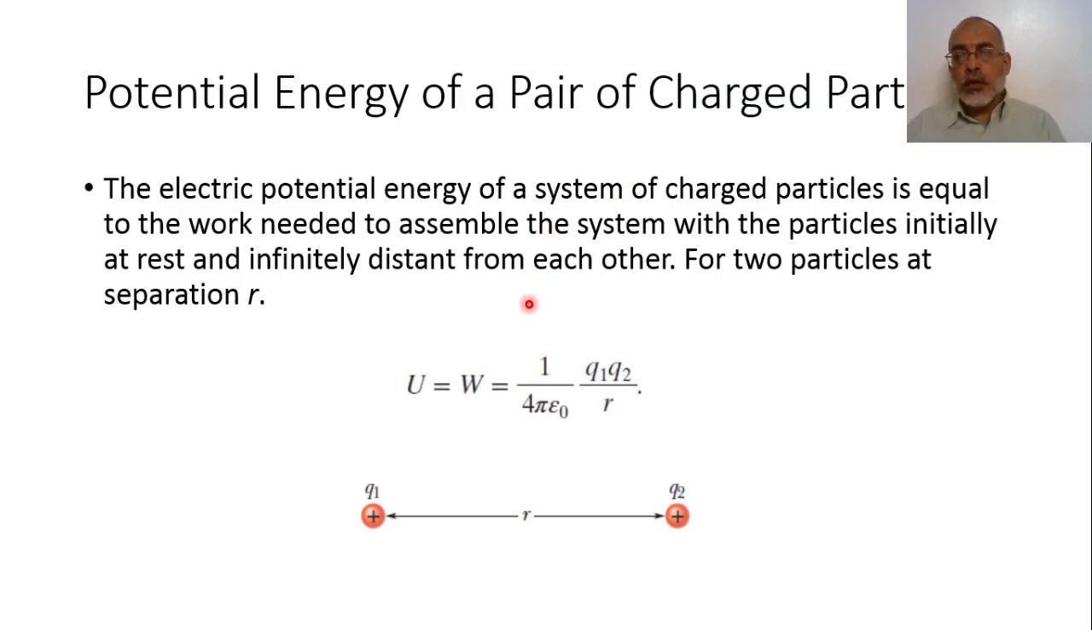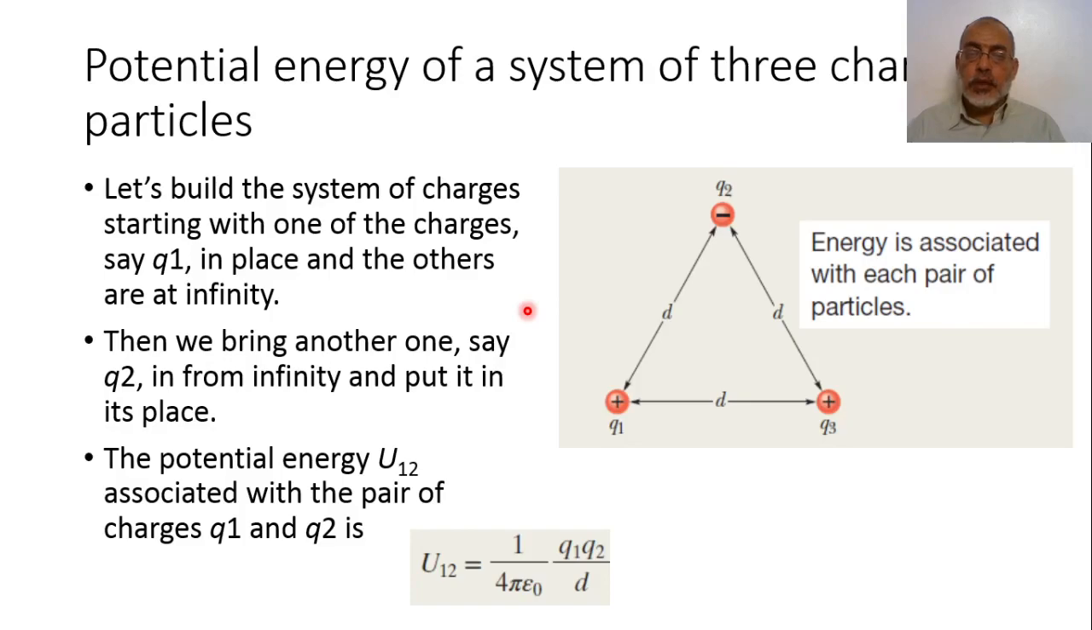The work done to bring the point charge Q3 from infinity to a point here would be the magnitude of the charge Q3 multiplied by the potential due to Q2, plus the magnitude of the charge Q3 multiplied by the potential of Q1. So that's what we are seeing. If I already have Q1 and Q2 and I'm going to bring Q3, then Q3 has a potential due to the presence of Q1 and another potential due to the presence of Q2.